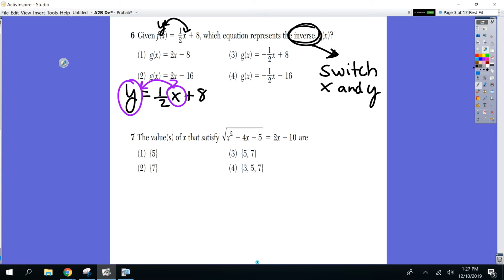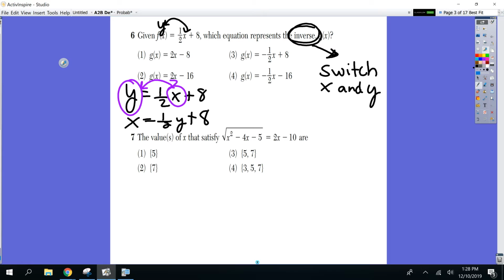X equals 1/2 y plus 8. Equals? X equals 1/2 y plus 8. Okay, everybody good here? Everybody good? Okay, I can just imagine what's going to happen next now.